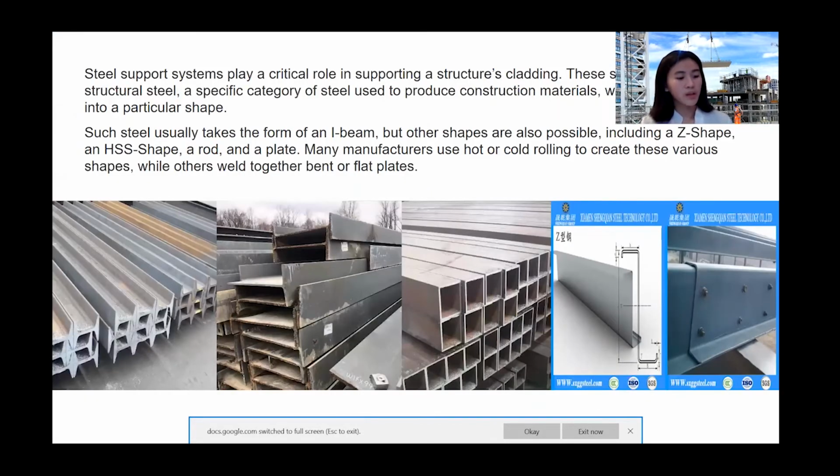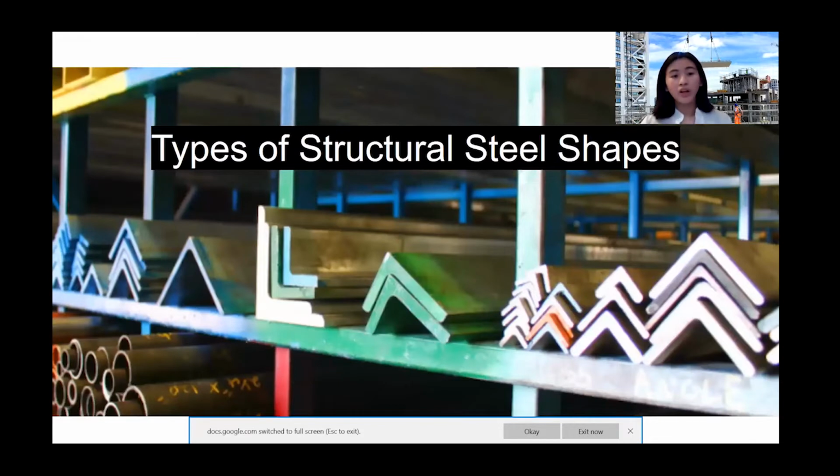Steel support systems play a critical role in supporting a structure's cladding. These systems are made of structural steel, a specific category of steel used to produce construction materials, which is then molded into a particular shape. Here are the types of structural steel shapes.